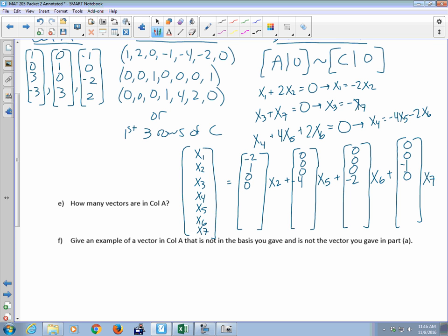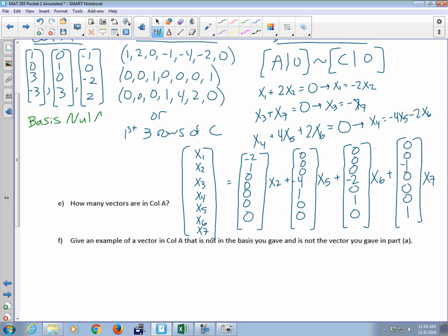And then x5, x6, and x7 are all free. So x5 gets a 1, where the others get zeros. x6 gets a 1, the others get zeros. And x7 gets a 1, and the others get zeros. So that's my parametric vector form of the solution set to the set of all things that A sends to 0, Ax equals 0. So those vectors that show up in parametric vector form, those are my basis for the null space. So I don't really want to write it again, but I'm going to, just to be really clear.